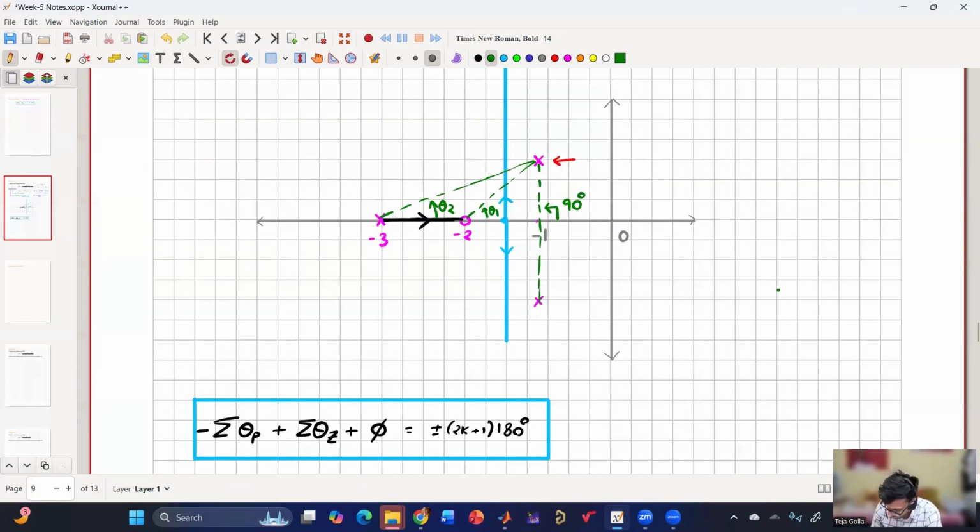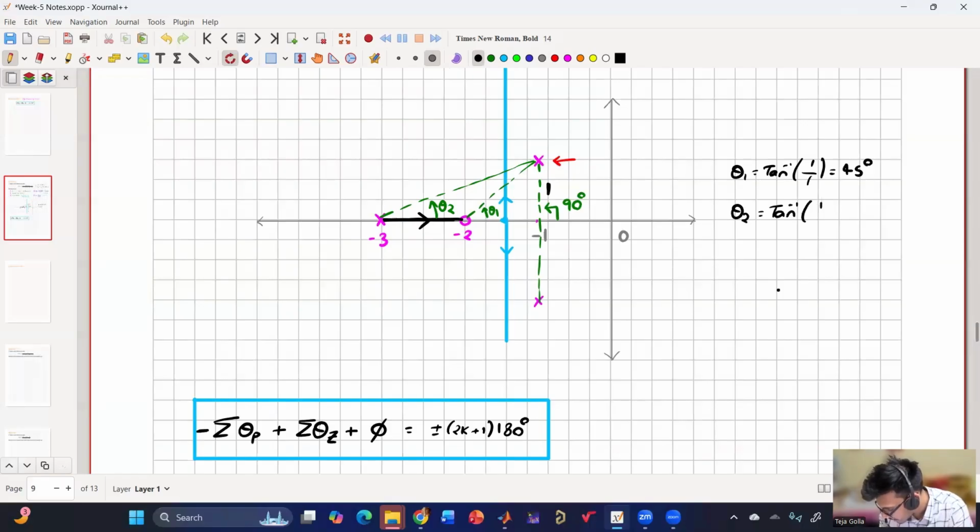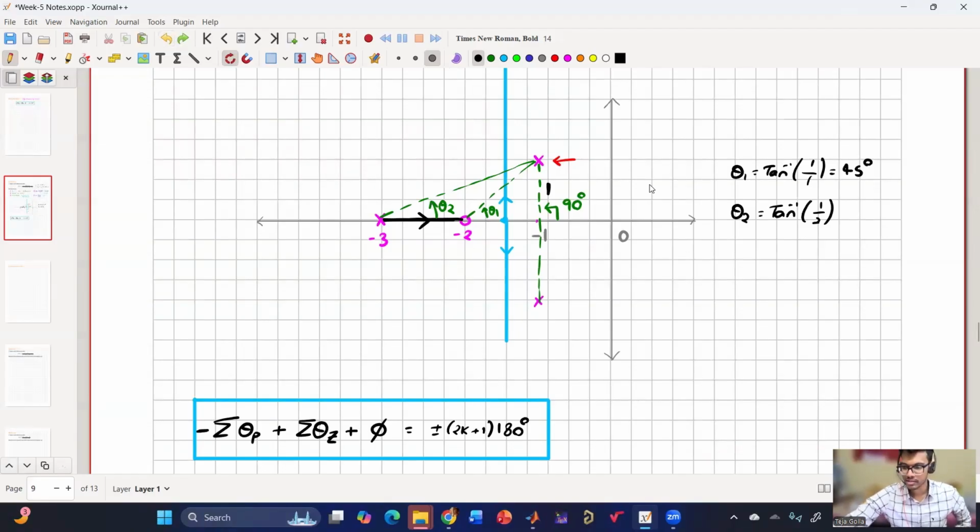I can find theta 1 because this height is 1 and the base is 1. So what will be theta 1? Theta 1 will be tan inverse of 1 by 1, which means it is 45 degrees. Now theta 2 will be tan inverse of 1 by 2, because this length is 2. So theta 2 is tan inverse of 1 by 2. Is that clear? How theta 2 is calculated? Amrish?